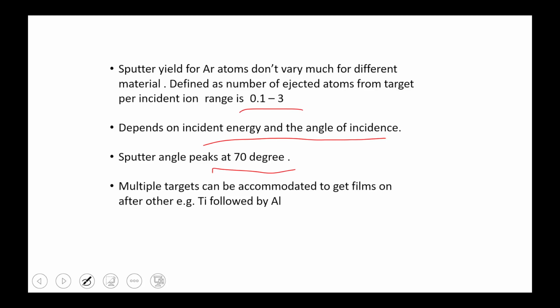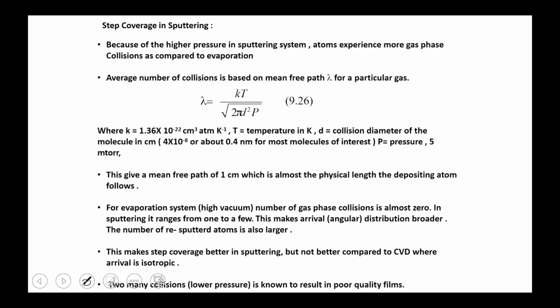Multiple targets can be accommodated to deposit films. We can use multiple targets here. Some sputtering systems come with 4 targets, 4 guns; some with 2 guns or 3 guns. As per our application, we can give the specification to the manufacturer that we need a 4 gun sputtering system, and he will provide it. If we need 2 RF or 3 RF plasma, we can take the RF or DC supply and parallelly deposit through 3 guns, 3 materials in parallel.